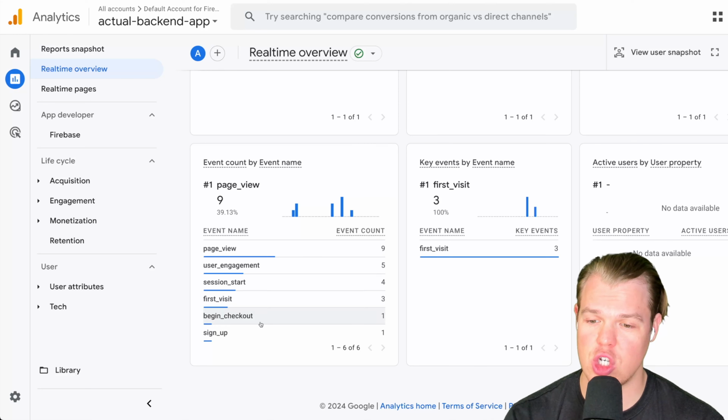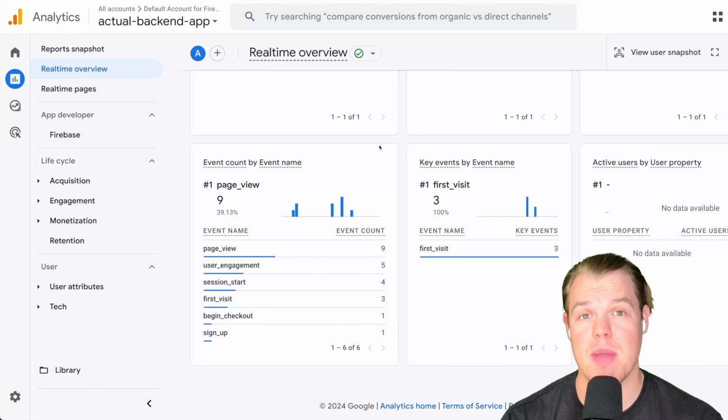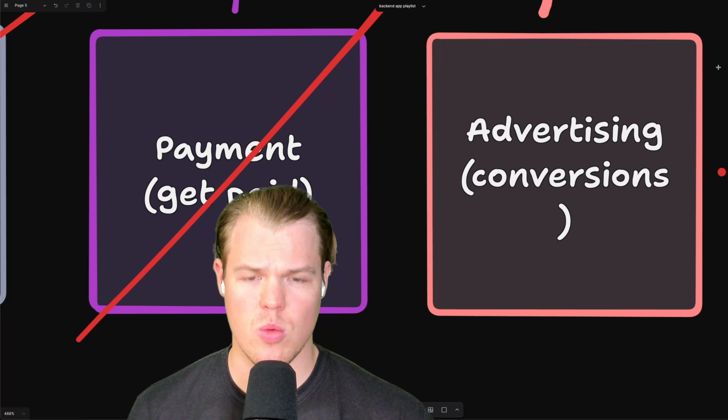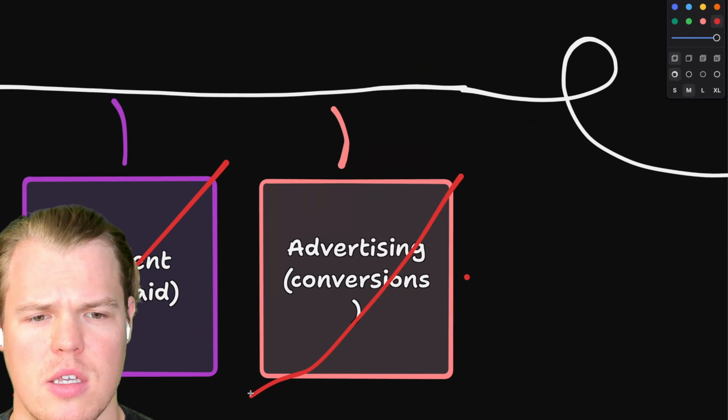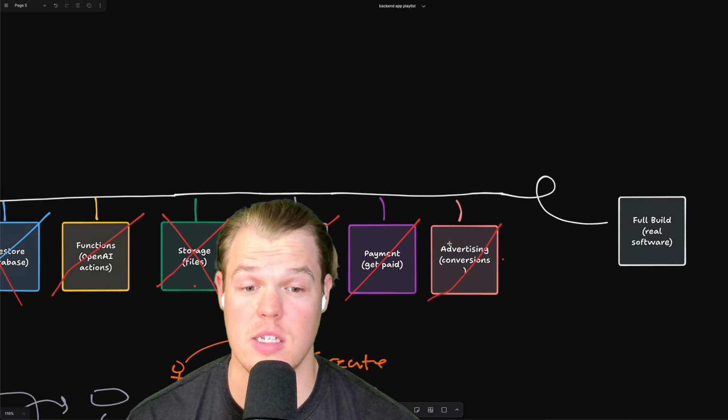From there, once begin checkout and sign up actually shows up in my Google Ads account as a key event, which typically takes around 24 to 48 hours, I'll then be able to import that as a conversion event that I can use as a goal within my Google Ads campaign, which finally leaves us with Xing out the final block, advertising and conversion. Man, this has been a long time, y'all.